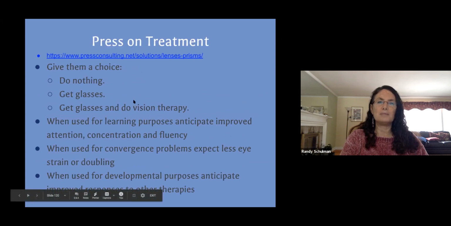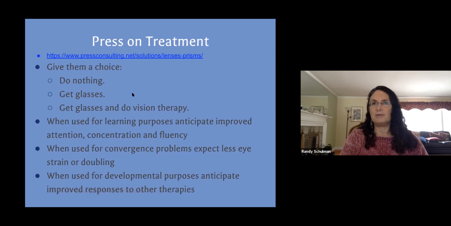Len Press talks about giving them a choice. You can tell them they can do nothing, and then these are some of the things that you can expect if they do nothing. You can tell them to get glasses, or you can tell them to get glasses and do vision therapy. And when we use glasses for learning purposes, it can improve attention, concentration, fluency.